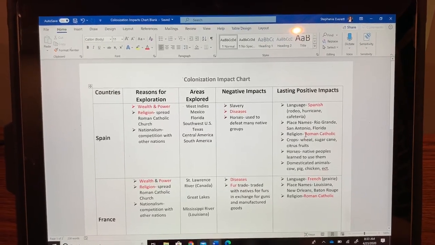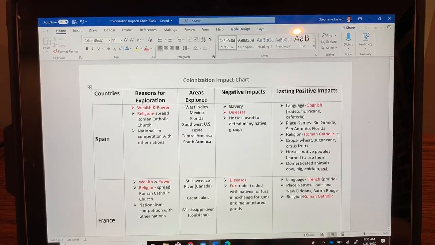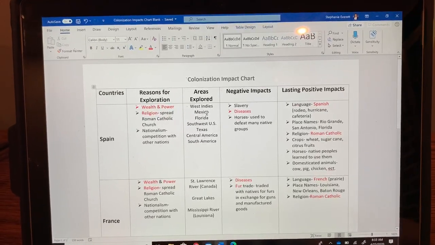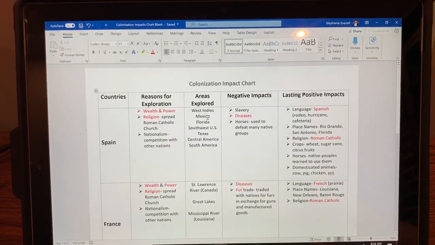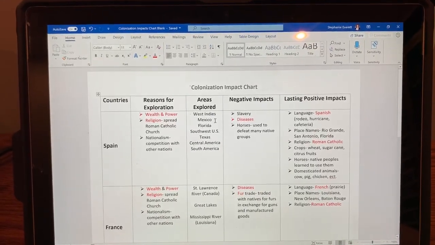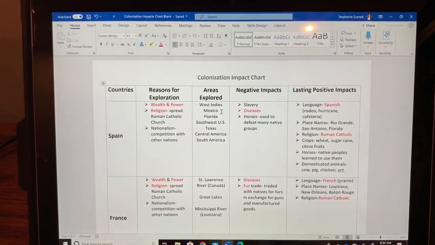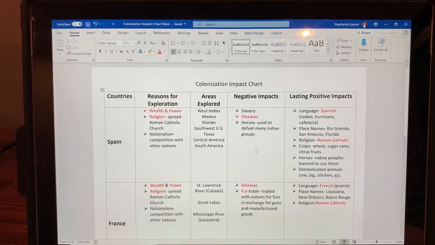The religion we kind of already talked about, Roman Catholic. A lot of these areas today, Mexico being one, is still extremely highly Roman Catholic. I think the last data I saw was like 80% Roman Catholic. So you can still see a very close connection between those two things.